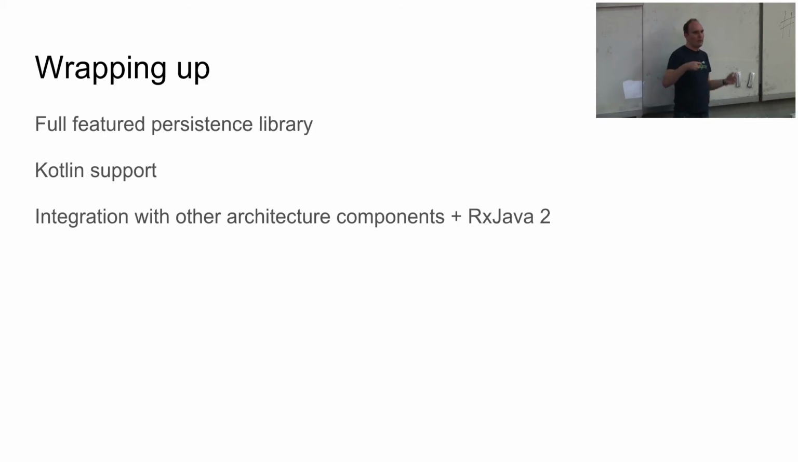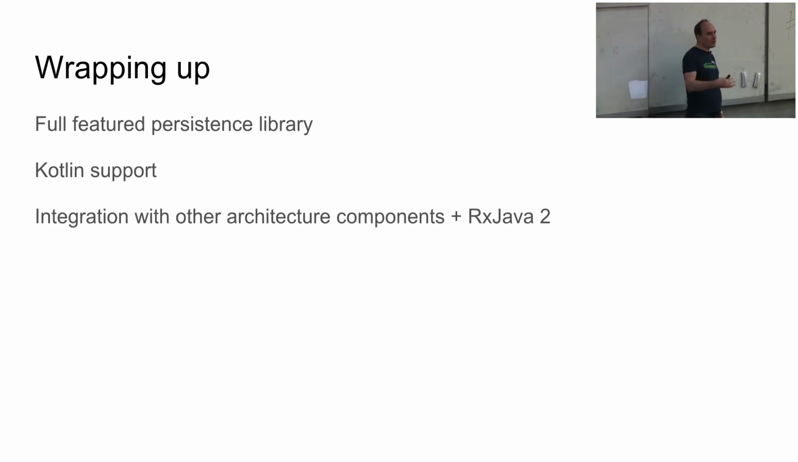So yeah, wrapping up, Room is a full-featured persistence library. I think it makes mostly the right choices when it comes to abstraction and also ease of use. Migrations could use some work. I hope they do some things to generate migrations, for example, or have some kind of automatic migration in the future. But as it stands now, it's a pretty capable library.